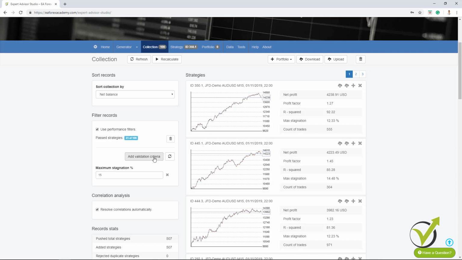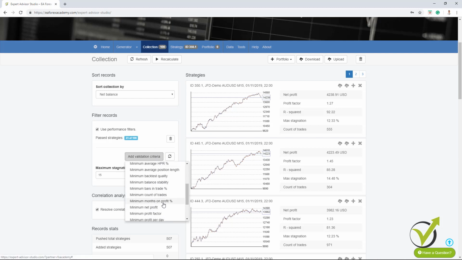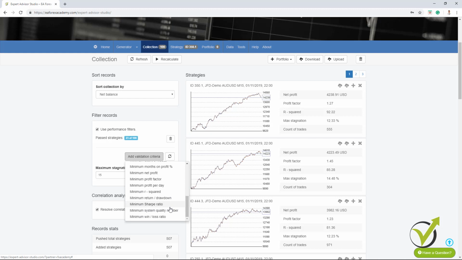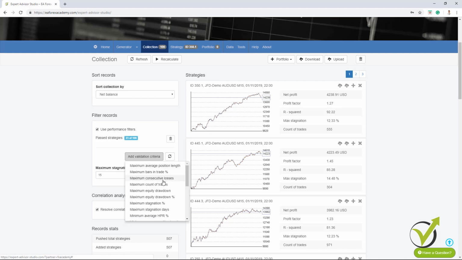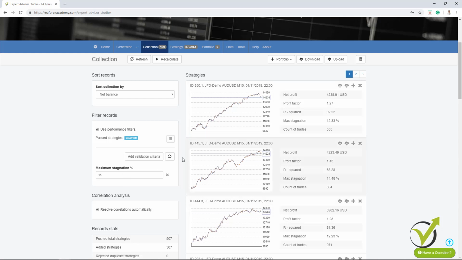Okay, and from here I can add more criteria, but I want to have at least 20 strategies left in the collection, and now you see that I have 23 left. So I will leave it this way. If you want to test it out, you can add different criteria. There are so many over here. There is the win-loss ratio, which is great as well, return to drawdown ratio, months in profit in percentage, and so many that I'm not going to explain in detail, but basically here you can filter the strategies that you have in the collection.